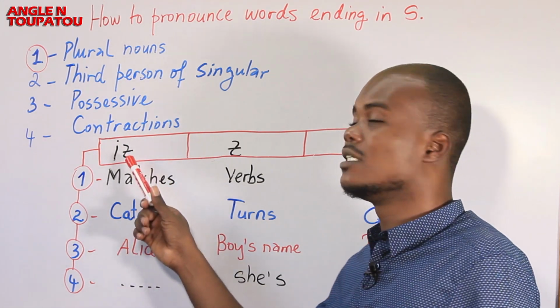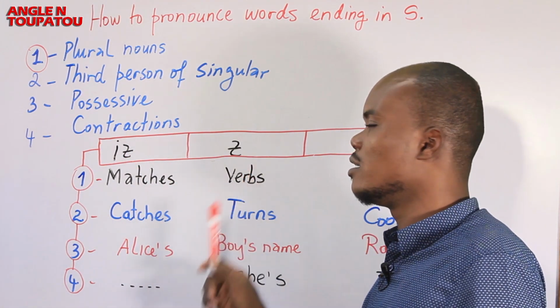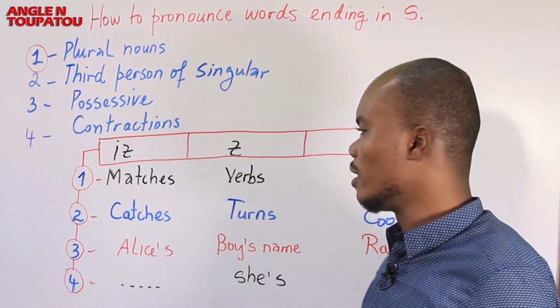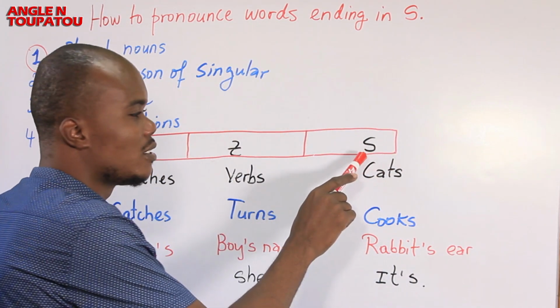The first one is iz. The second is z, and the third one is s.